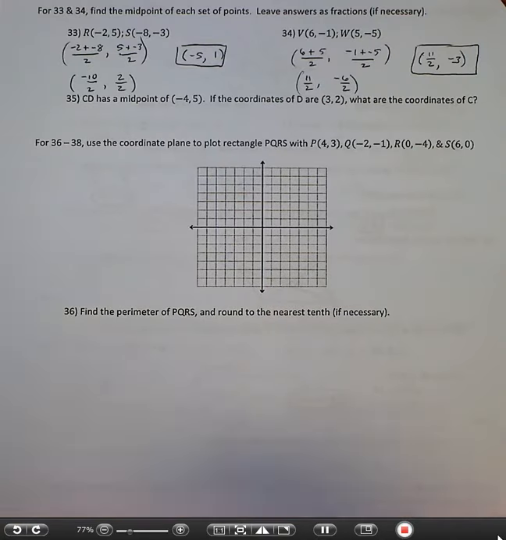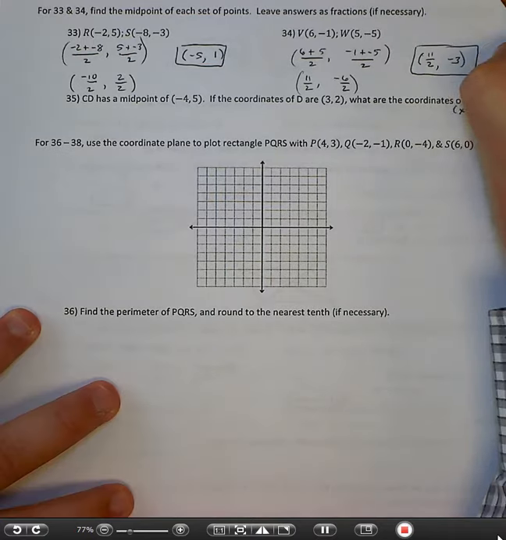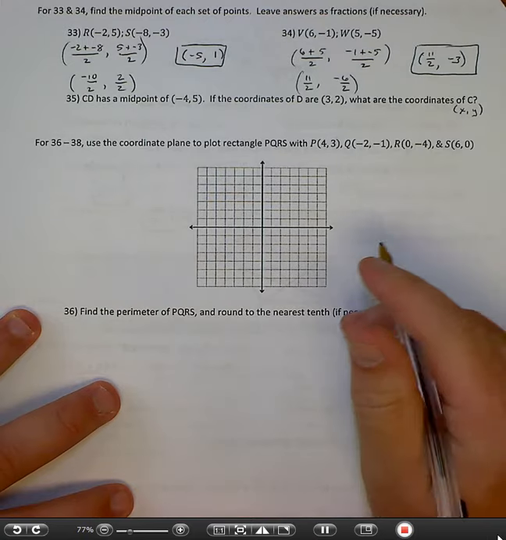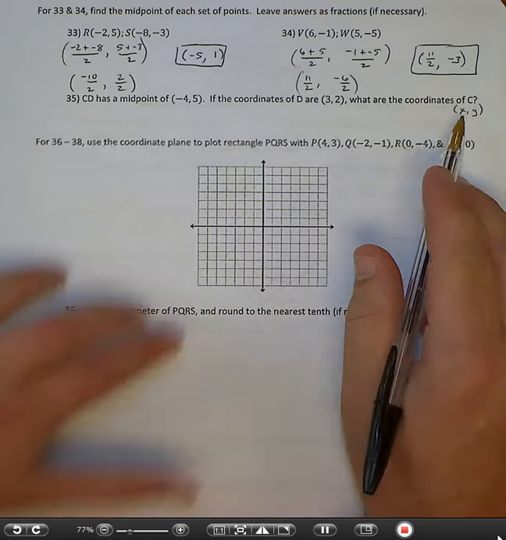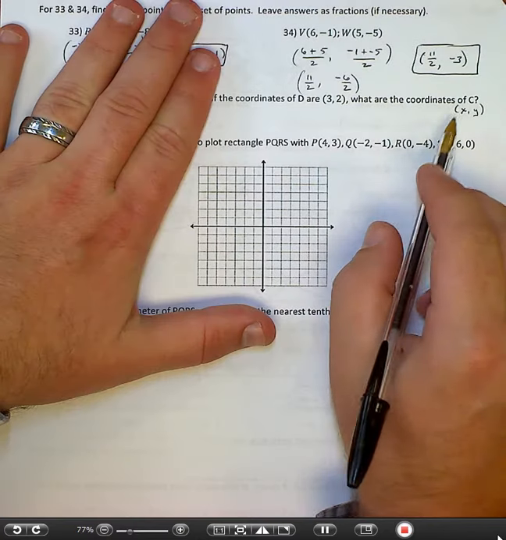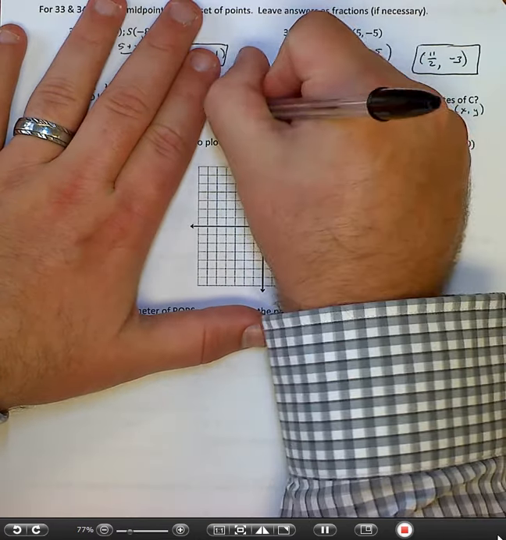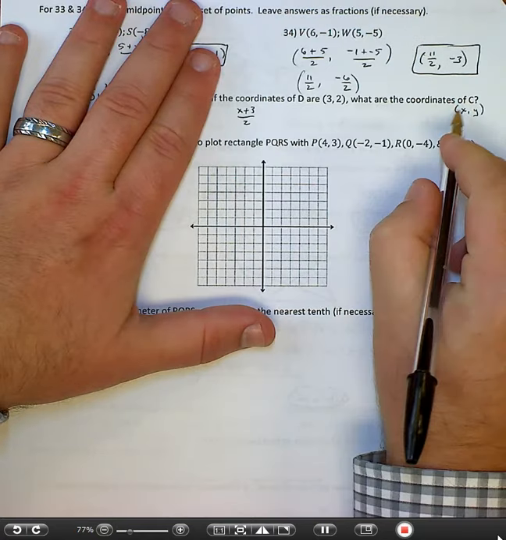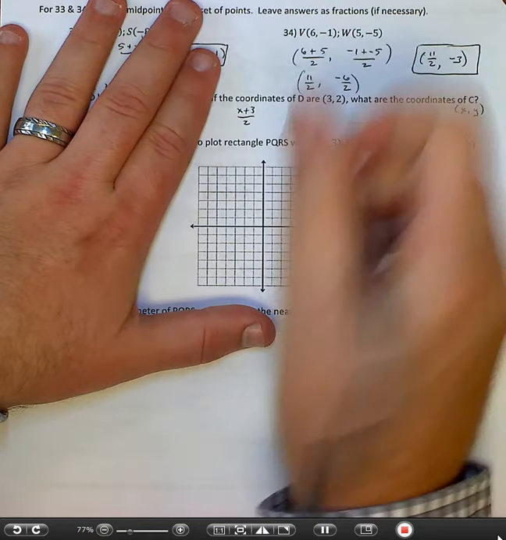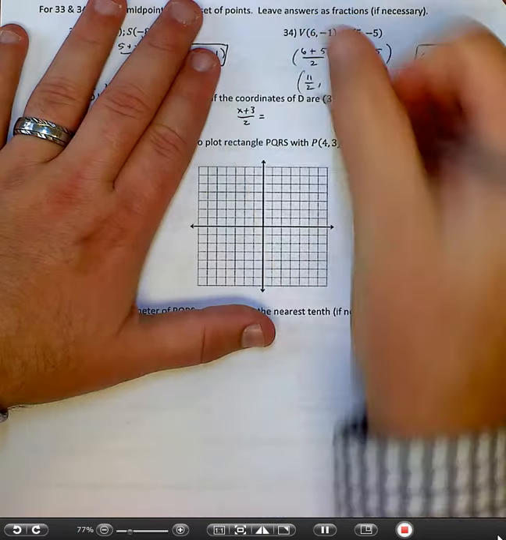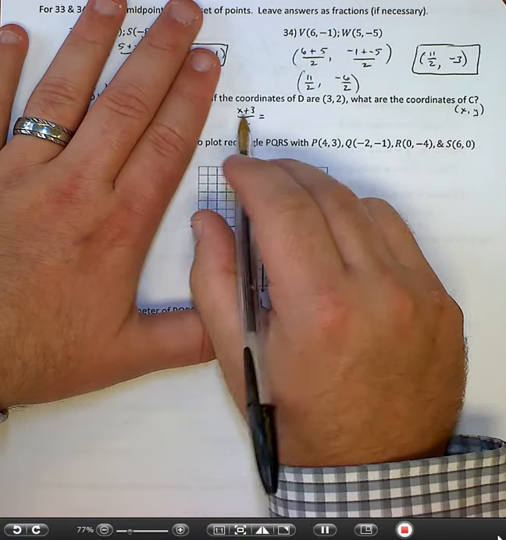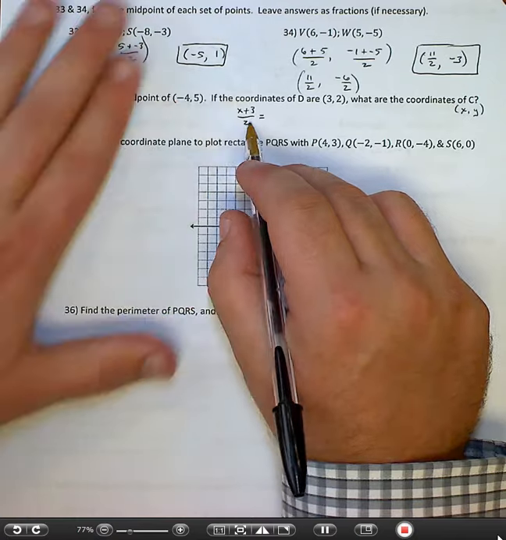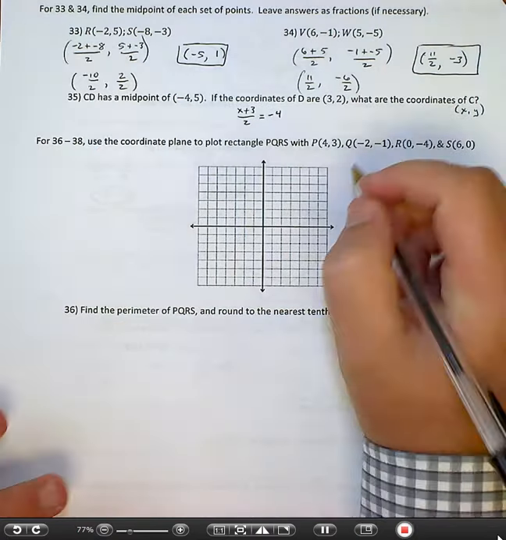Number 35, CD has a midpoint of -4, 5, so that's the middle. If the coordinates of D are 3, 2, what are the coordinates of C? So we're looking for coordinates of C, which are x and y. I'm going to use algebra here because I feel like this is the one that most people understand. To find the midpoint, we add the x's, so x plus 3 divided by 2. Okay, and that's going to give me the midpoint, the middle of my x's. So x plus 3 divided by 2 is going to give you the middle. But I know the middle is -4. And that's where that -4 comes in.